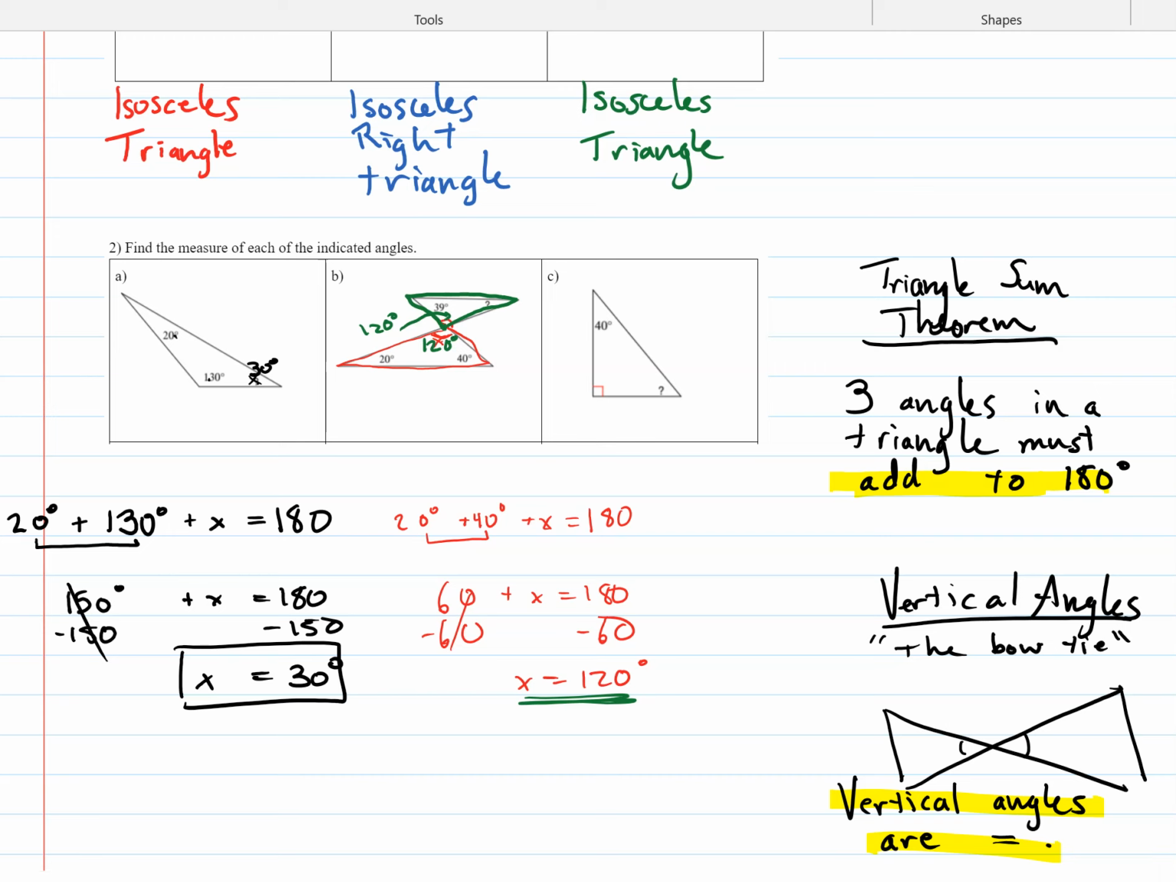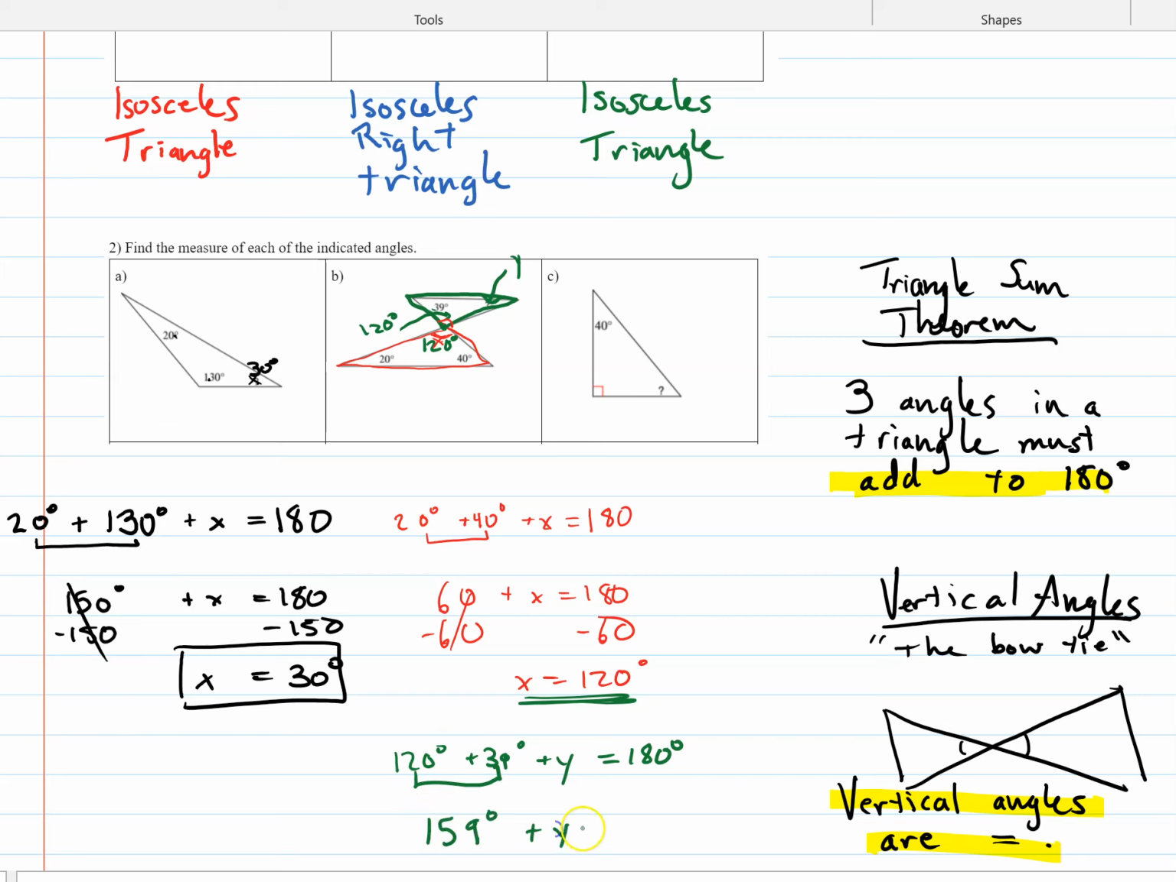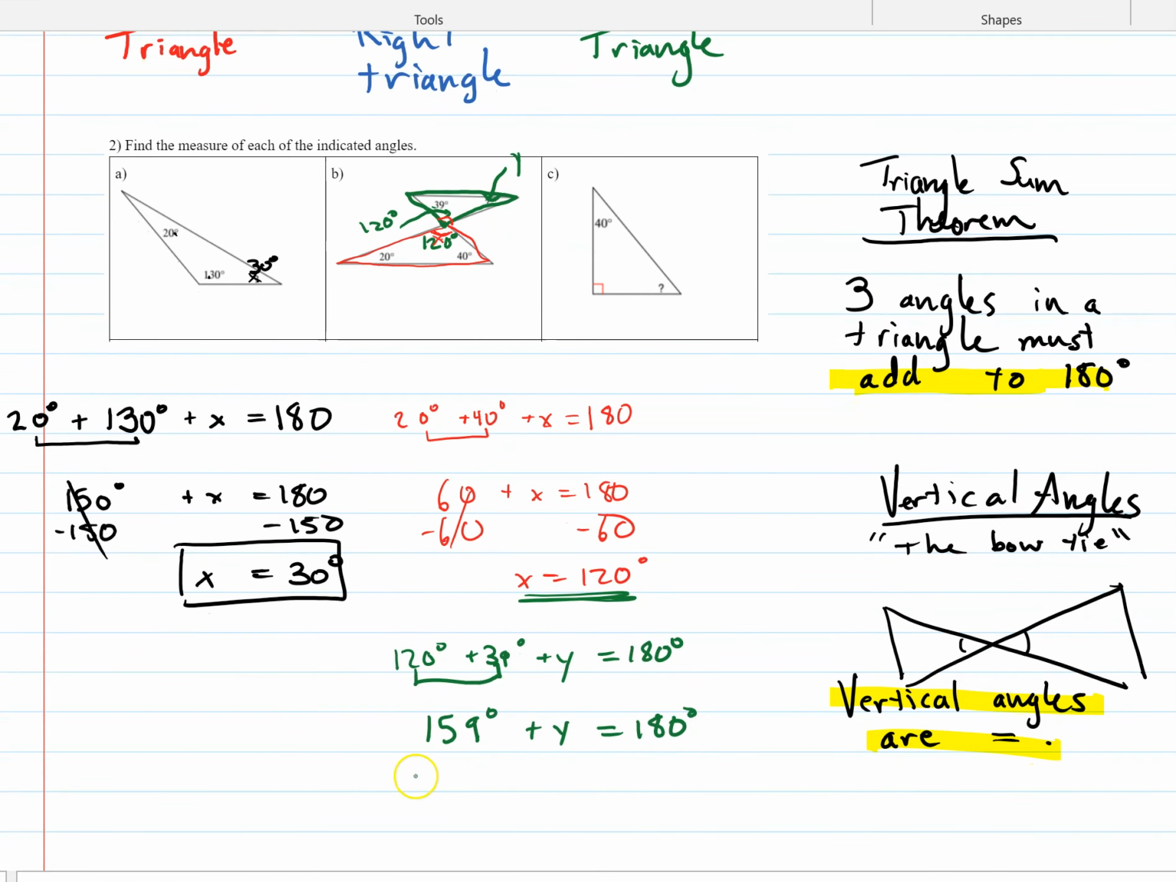Alright, and now I'm going to do the same process here. I'm going to call this angle y, because I already used x. And in the top triangle, 120 plus 39 degrees plus y has to be 180, right? The three angles in the top triangle have to add to 180. Combine like terms, this is going to be 159 plus y equals 180, and then subtract 159 from both sides.